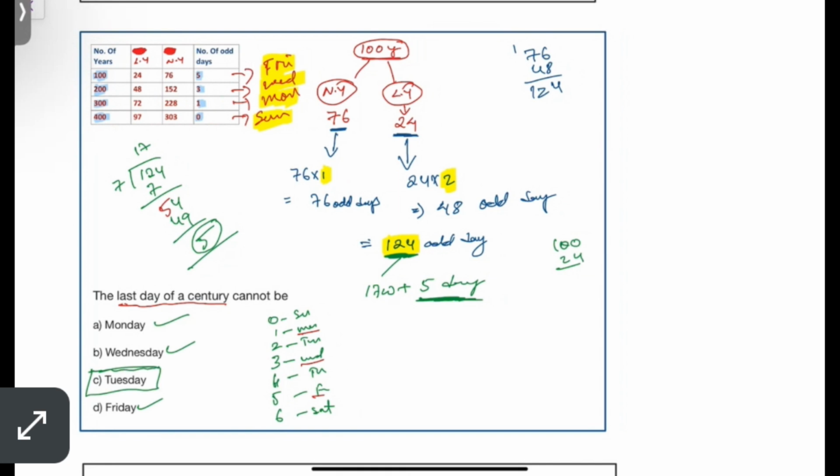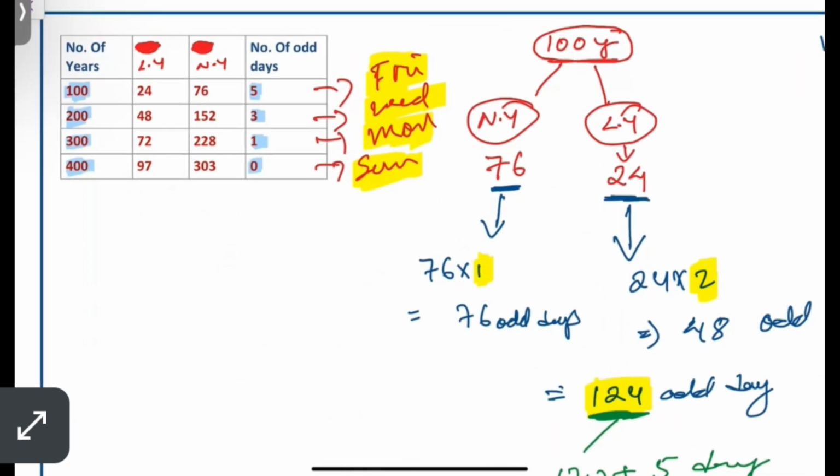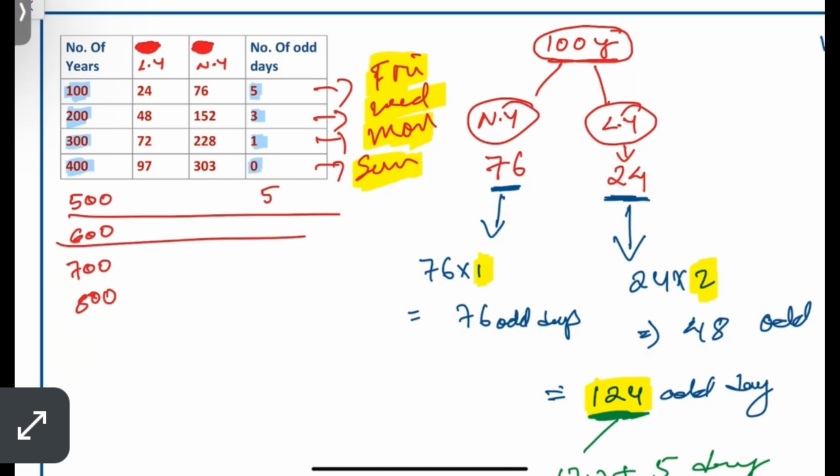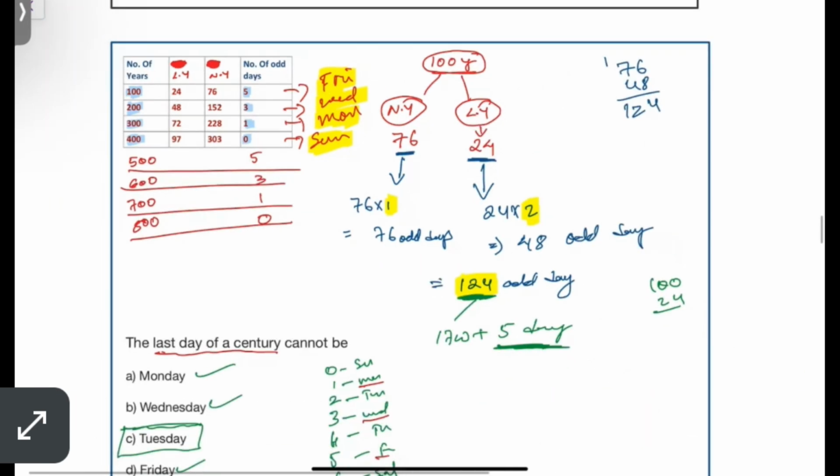Tuesday cannot be possible because this pattern will keep on following, okay? Let me proceed with this. Let's say there is 500, 600, 700, 800. In this case, it will start with 5, 5, 3, 1, and 0, and so on, okay? So a century will always end by either Friday, Wednesday, Monday, or Sunday. You need to remember that.